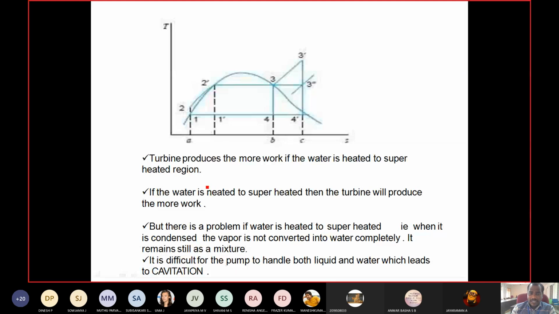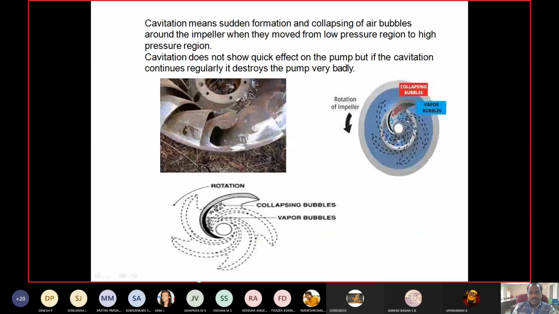We can get improved work done by the turbine if we use the superheated vapor, but there is a problem. The vapor is not converted into water completely, and it still remains as a mixture, right? So we need to pump that. It is difficult to pump and handle both liquid and vapor, which leads to cavitation. So during the pumping process there will be some difficulty if we use a superheated vapor as a medium of the turbine. Let us see what cavitation is. These are the blades of our turbine, and if we use the superheated vapor to rotate this turbine, there is a possibility of cavitation.